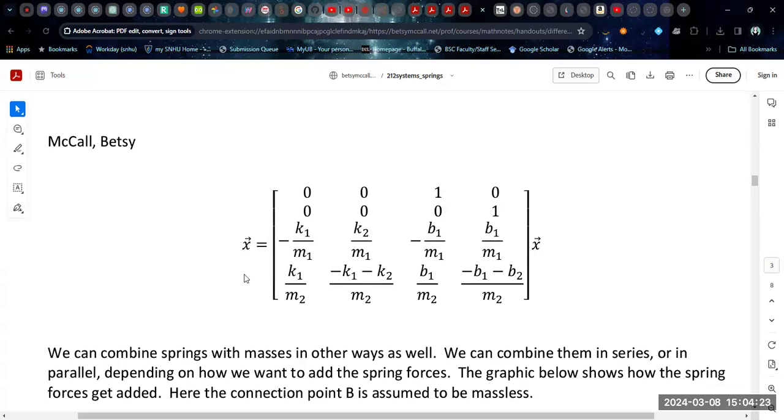Again, these are our first derivatives now, 1, 2, 3, 4. And then this is our x vector, our set of x1, x2, x3, and x4 variables. And these are the resulting coefficients. The first two of these are just x3 is equal to x1 prime and x4 is equal to x2 prime. And then these are all of the coefficients from our system that we were looking at with the two springs and the two masses.